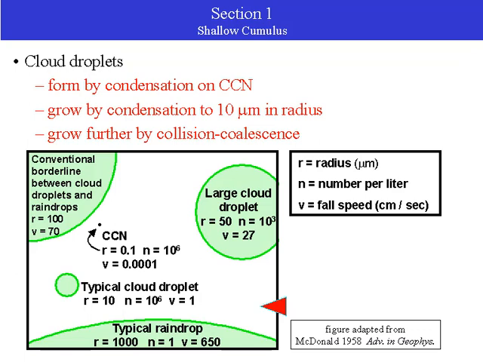Here's a slide that illustrates that. We have a cloud condensation nucleus shown here with a typical radius, typical fall speed. Then we show a typical cloud droplet, about 2 orders of magnitude greater in radius. And finally, we get up to the typical raindrop, which is 10,000 times greater than the original CCN.